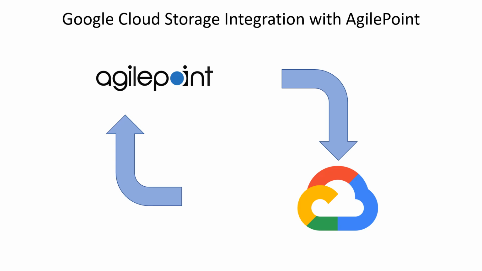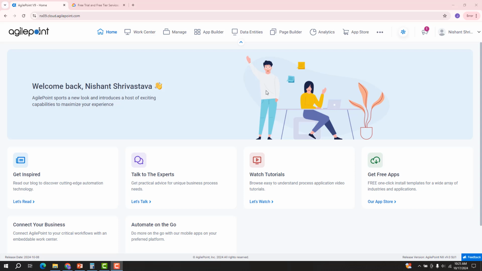Hello everyone. In this video, we are going to see Google Cloud Storage integration with AgilePoint. Google Cloud Storage is a scalable, durable, and highly available object storage service provided by Google Cloud Platform. It allows users to store and retrieve data in the cloud, providing a reliable and secure solution for storing large amounts of data. Now let us create the access token.